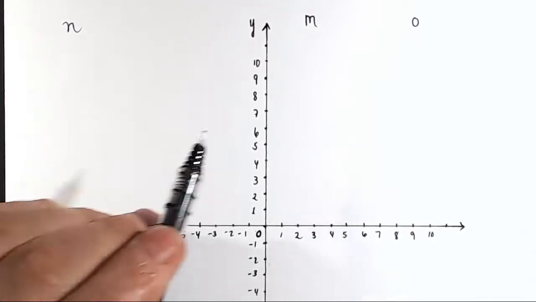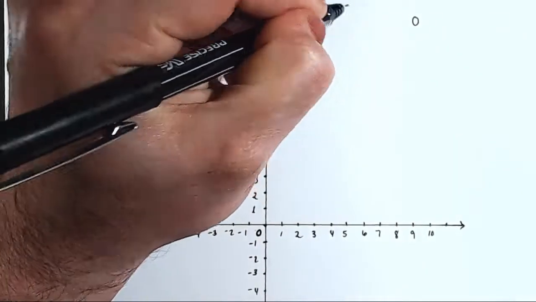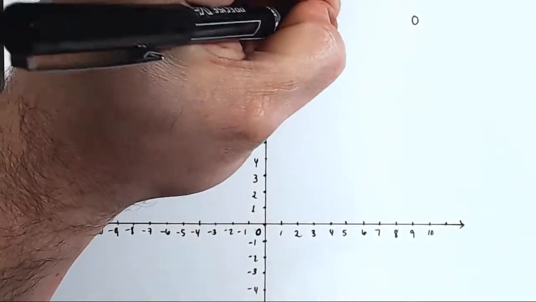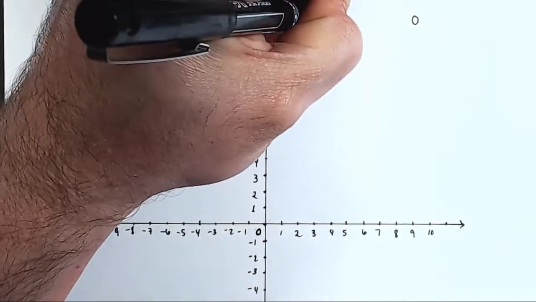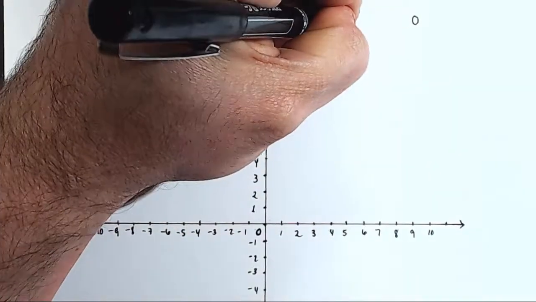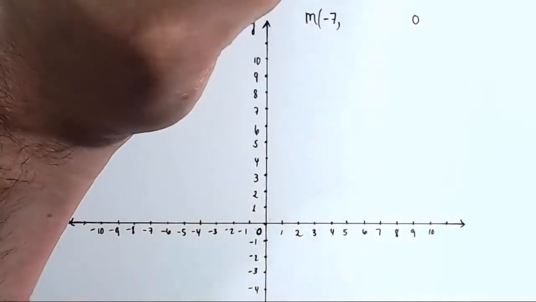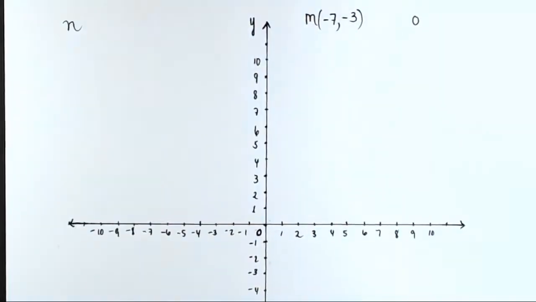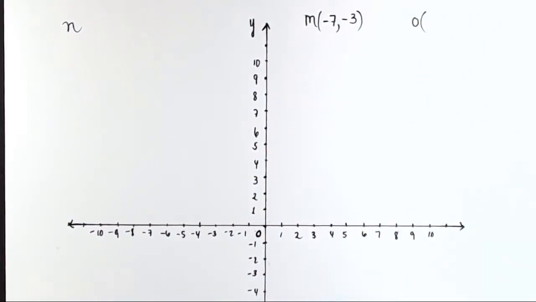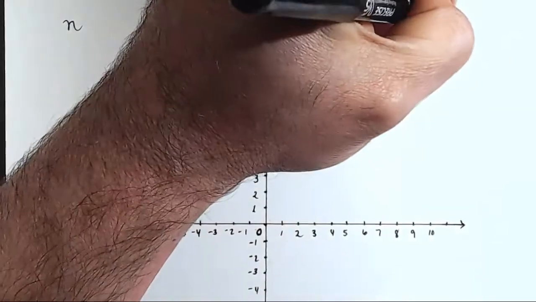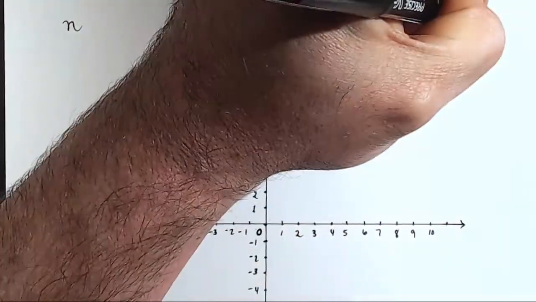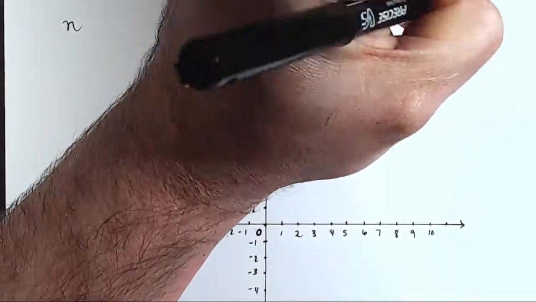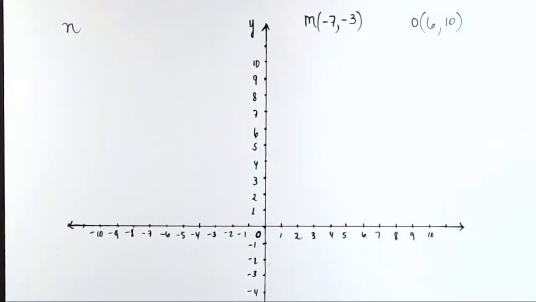So we can just make up coordinates, right? It doesn't matter. M lies at -7, comma, -3. Point O lies at, I don't know, 6, comma, 10. Okay, so the very first thing we do is plot the points.